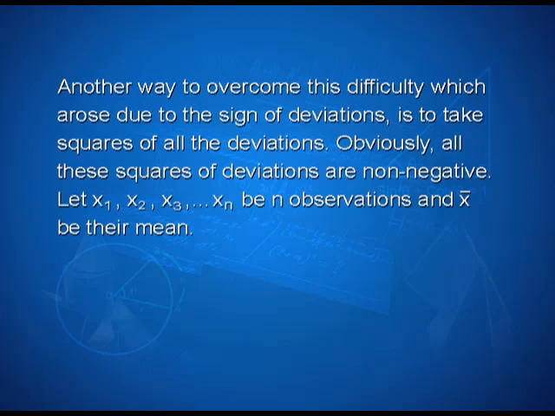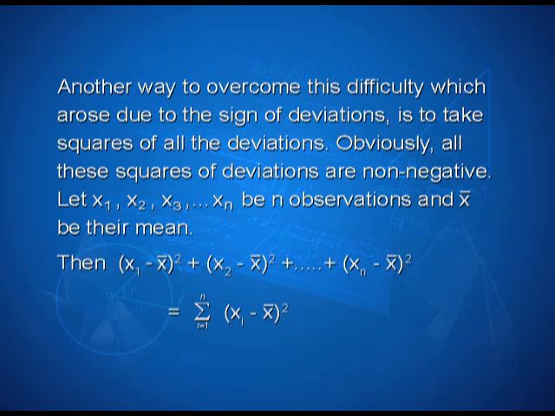Let x1, x2, x3, ..., xn be n observations and x bar be their mean. Then (x1 minus x bar) whole square plus (x2 minus x bar) whole square plus so on plus (xn minus x bar) whole square is equal to summation i ranging from 1 to n (xi minus x bar) whole square.